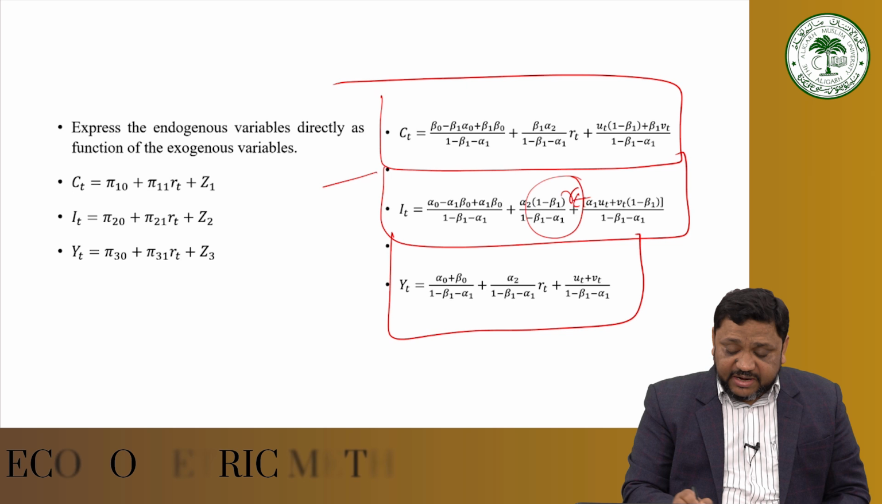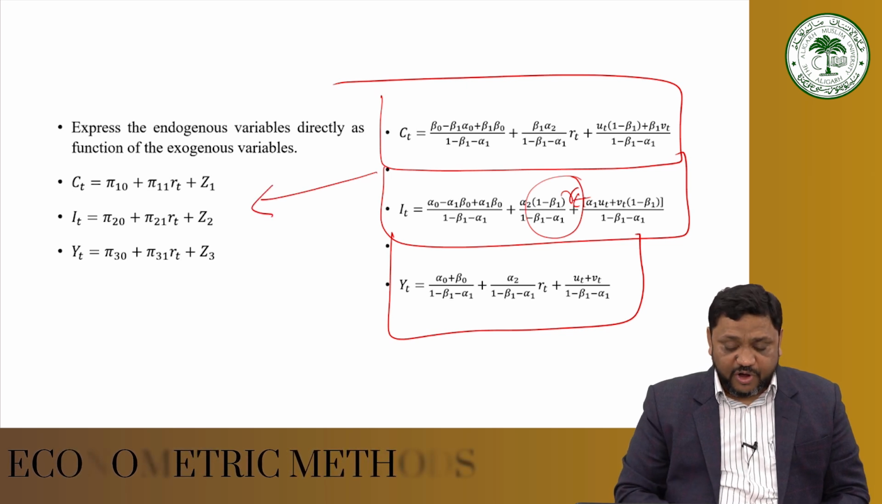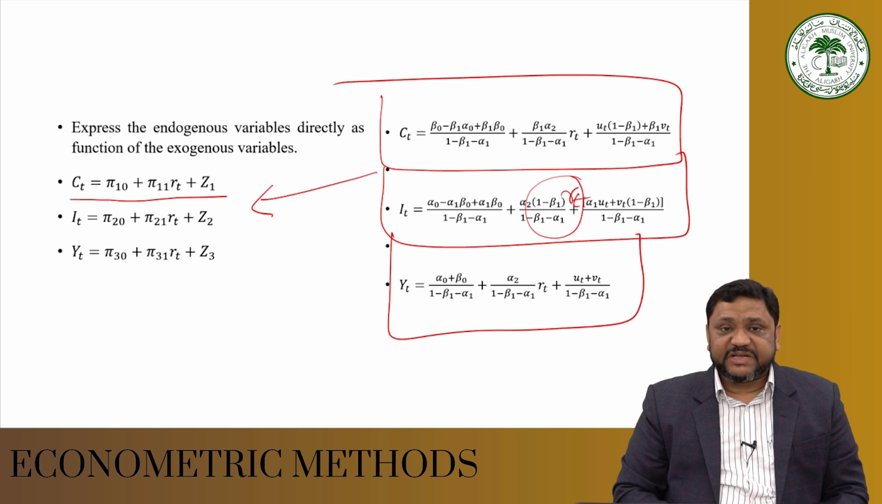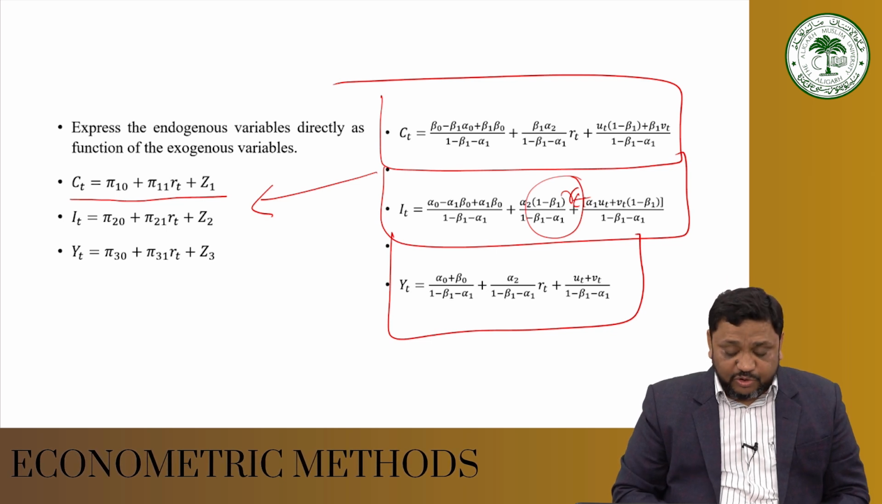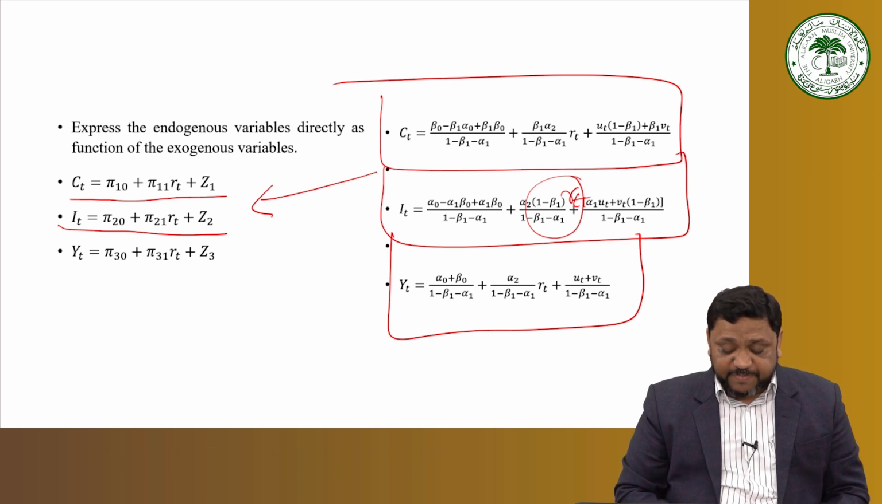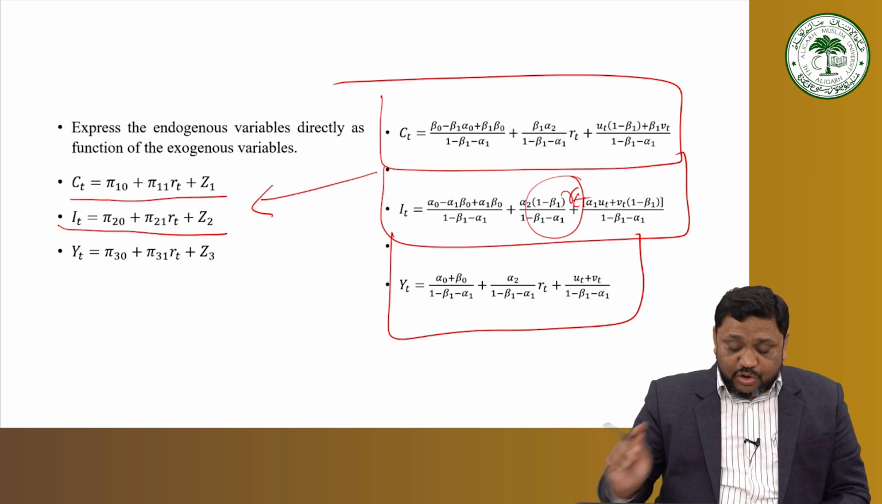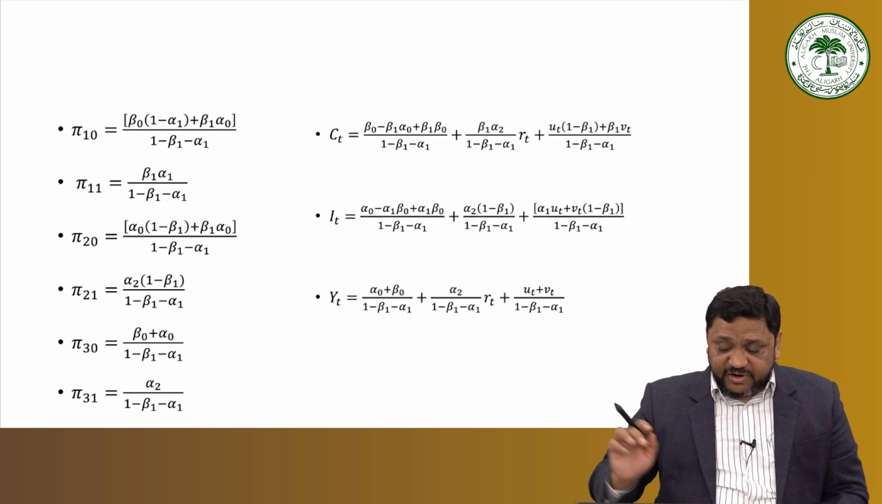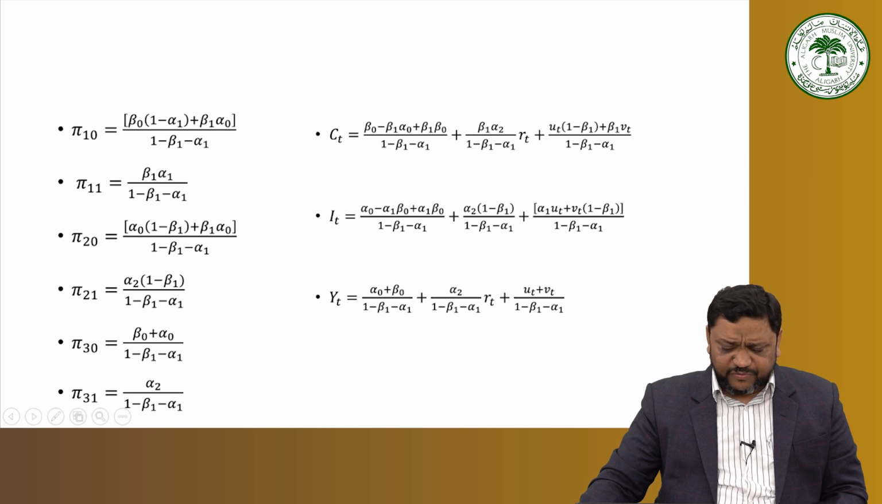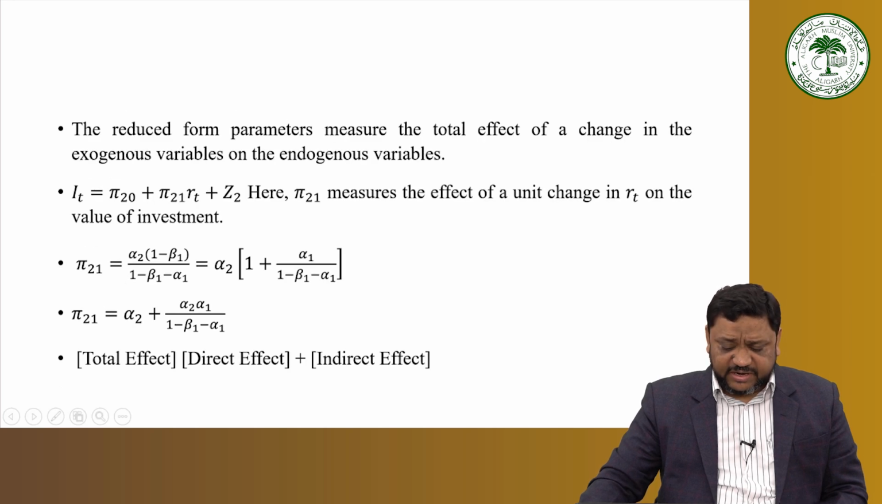This can be written in the reduced form as CT is equal to pi 10 plus pi 11 RT plus Z1, IT is equal to pi 20 plus pi 21 RT plus Z2, YT is equal to pi 30 plus pi 31 RT plus Z3. This we can further denote like this, or here also we can see it like this.